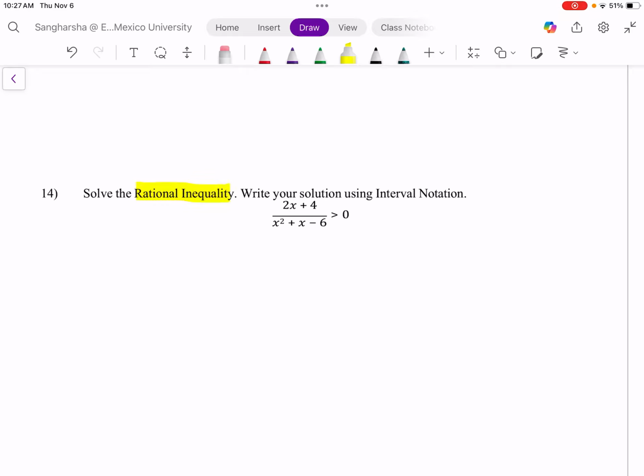The steps are very similar. At first, we make 0 on one side, which we already have. The next step is we factorize the numerator and denominator. So how do we factorize 2x plus 4? Can we factorize? We have a 2 as a common factor, right? So let's factor out 2. If you factor out 2 from 2x, we have x. If you factor out 2 from positive 4, we have positive 2, divided by.